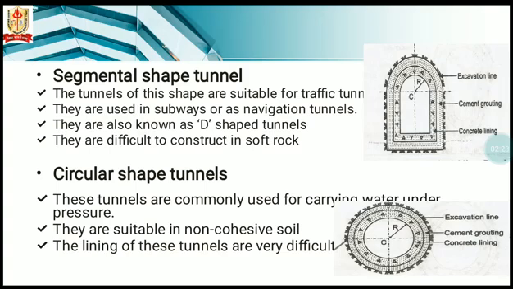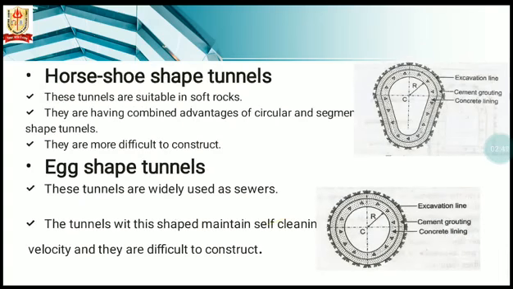Third type is the circular tunnel. These tunnels are commonly used for carrying water under pressure. They are suitable in non-cohesive soil. The lining of these tunnels is very difficult. Fourth type is the horseshoe shaped tunnel. These tunnels are suitable in soft rock.